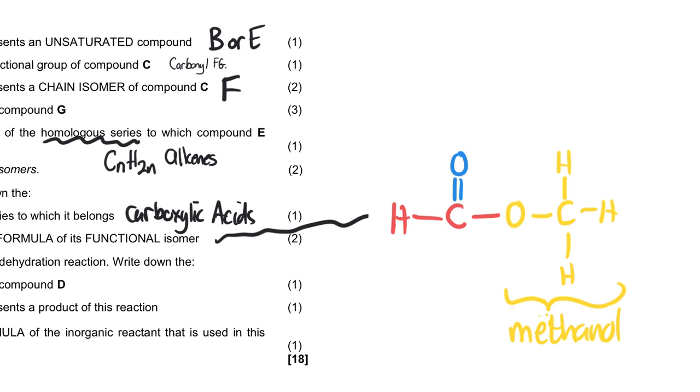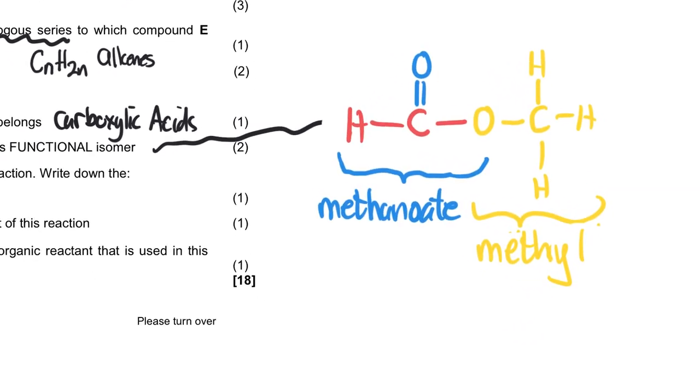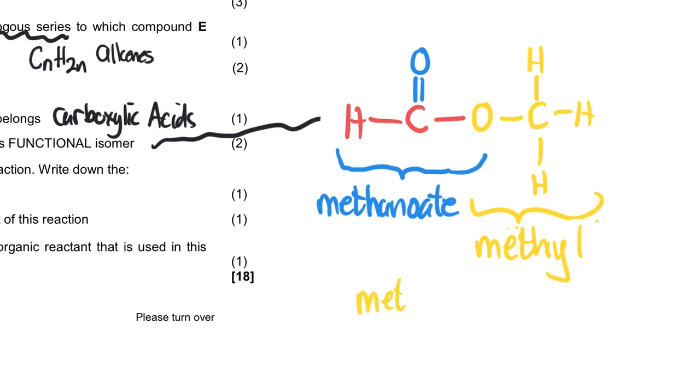This comes from methanoic acid. So this would be methanoate. Apologies for that. So this would have come from methanoic acid, and this would have come from methanol. And so, therefore, the name for this part of the ester would be methyl. They ask, what is the structural formula? They haven't asked us for the name, but the name would be methyl methanoate.